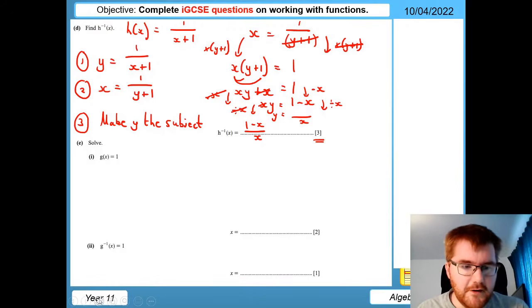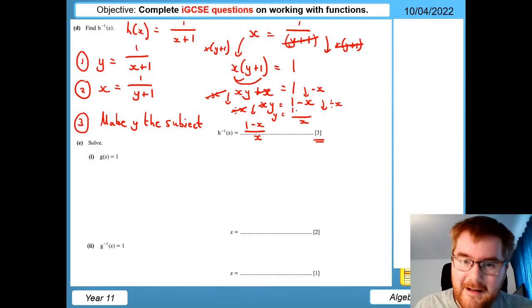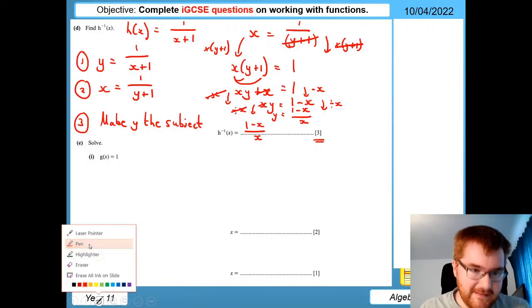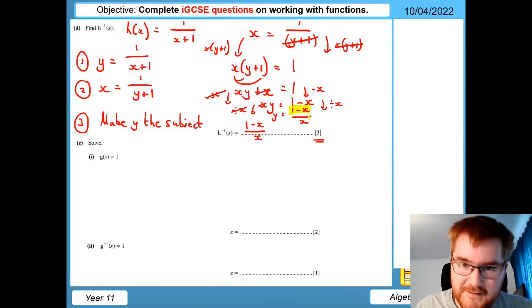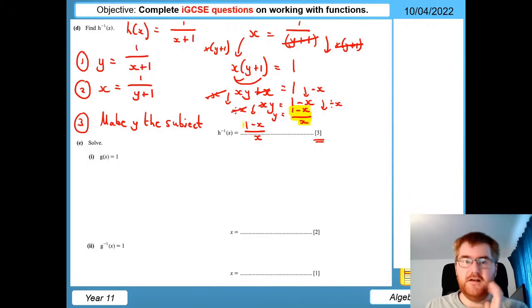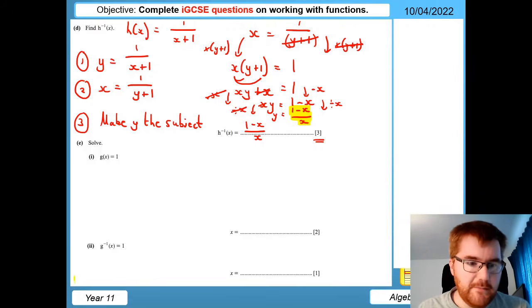So let's just... Oh, that was the rubber. No, don't get the rubber there. 1 minus x, there we are. So let me get the highlighter out. There we are, there's a highlighter. And you'll see there's the answer which we want for all 3 marks.